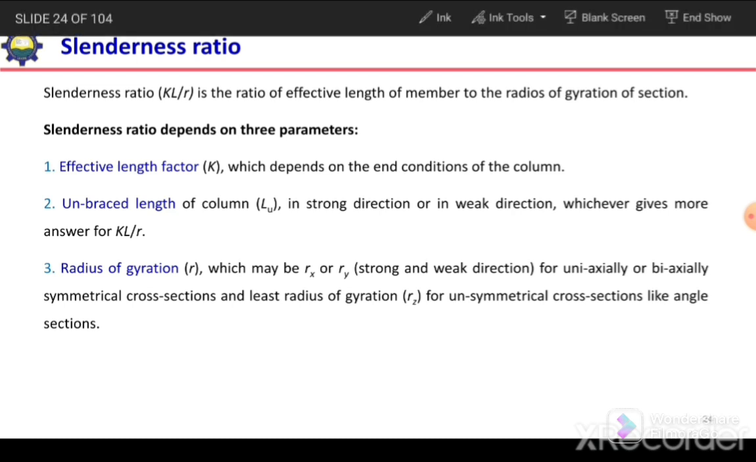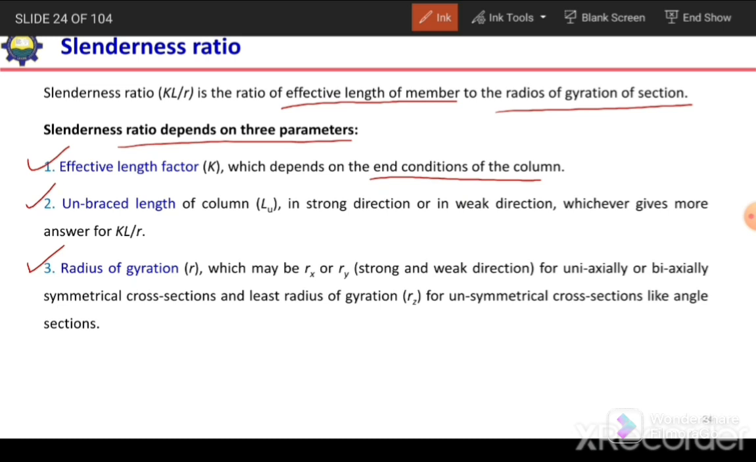Slenderness ratio is the ratio of effective length of a member to the radius of gyration of the section. The slenderness ratio depends on three parameters: effective length factor, unbraced length, and radius of gyration. So these are the three factors on which the slenderness ratio depends. Effective length factor K depends on the end condition of the column.